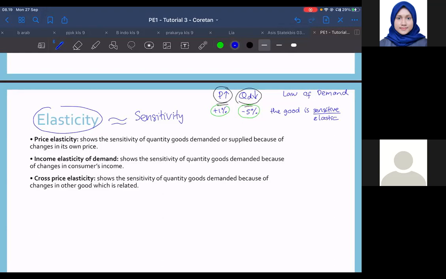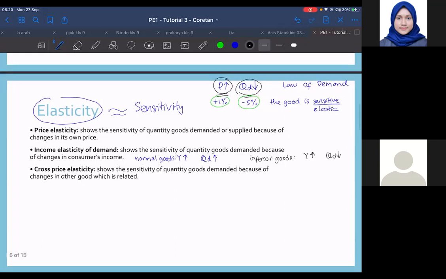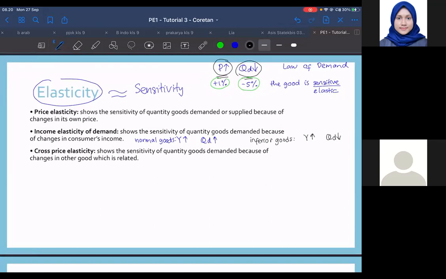Okay. So later, the income elasticity of demand shows the sensitivity of the quantity demanded because of changes in consumer income. So it means that if consumer income increases, obviously the quantity demanded will increase also. Actually, it is based on the kind of that goods, whether it is normal goods or inferior goods. If it is normal, then it shows up like here. This is for normal goods. Meanwhile, for inferior goods, it means that if consumer's income is increasing, the quantity demanded of that goods will decrease. That is inferior goods. But normally, a good is normal goods. Only some of the goods are inferior.